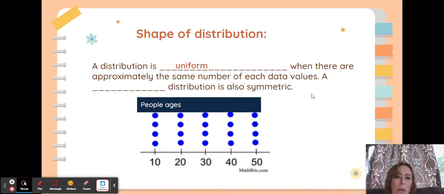Okay, a uniform distribution is when there are approximately the same number of each data value. A uniform distribution is also called symmetrical. So notice this is definitely uniform. Everybody got 4 across the board. Okay, symmetric because the left and right look the same.